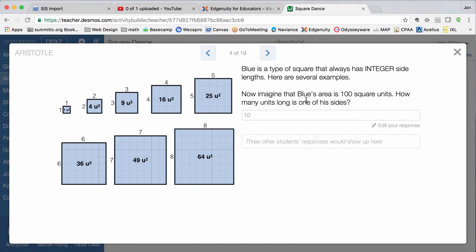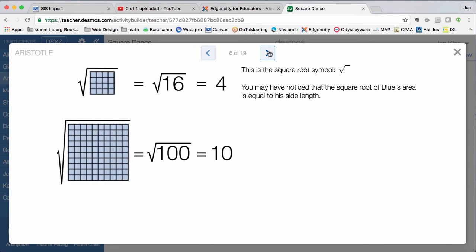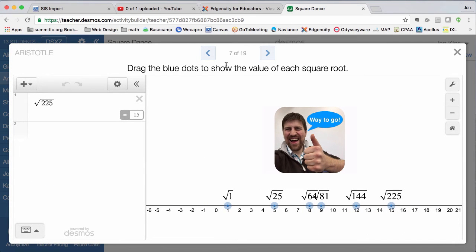It talks about asking you other prompts. You'll go through. It talks about squaring and square roots. Introduces you to the square root, what that is. Just kind of keep going. Read through. You're going to use your calculator to evaluate square roots.